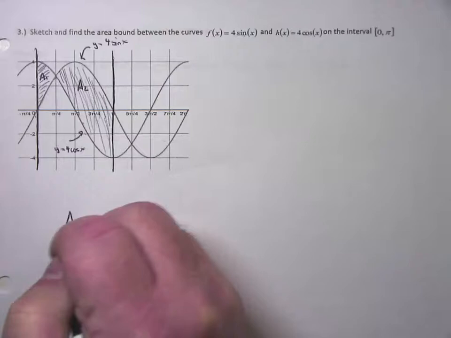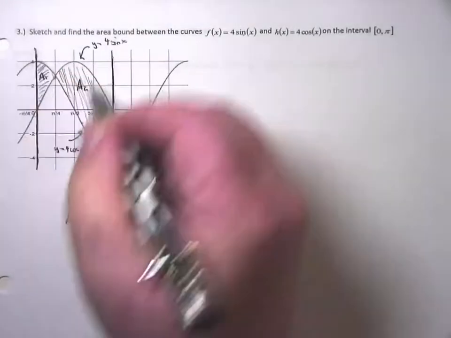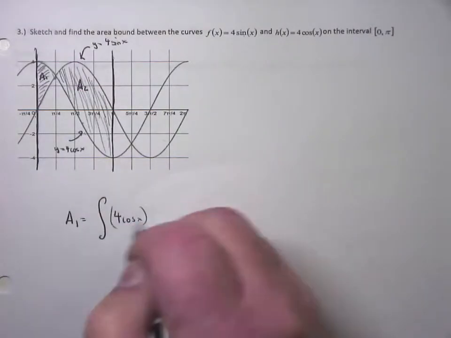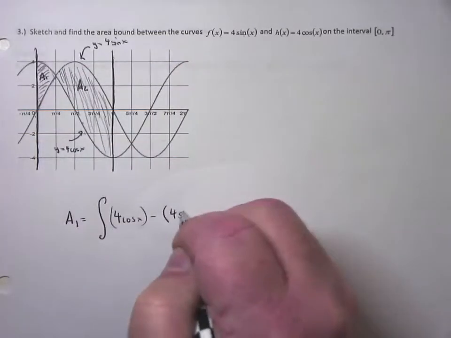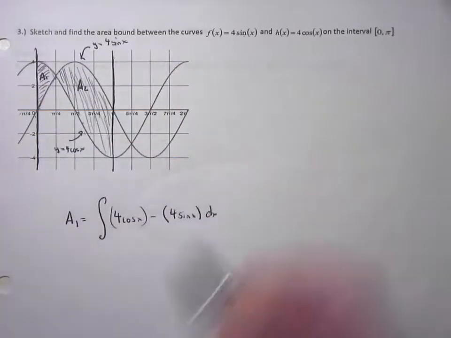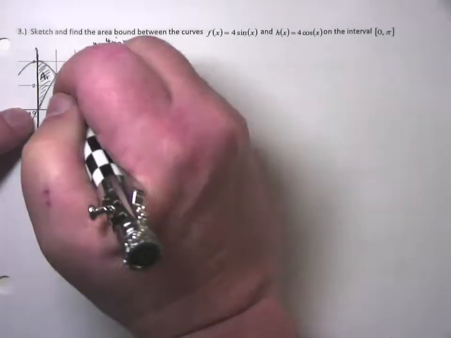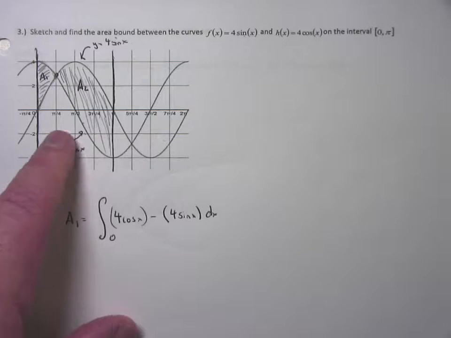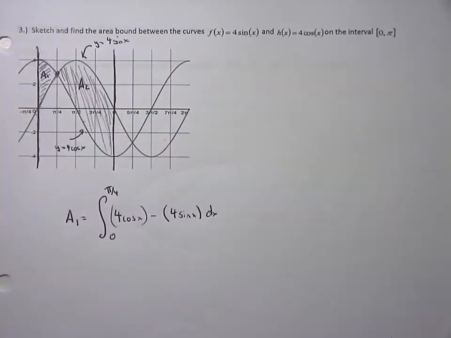So area 1 would be the integral of the function that is on top, the cosine function, 4 cosine of x, minus the function that defines the bottom part of this region, the 4 sine of x dx. What are my bounds? From 0, and where sine is equal to cosine, 4 cosine of x equals 4 sine of x, is at the pi/4 angle there. So this will give me my first region.